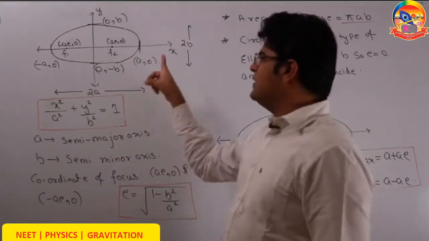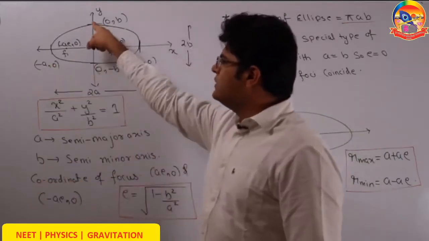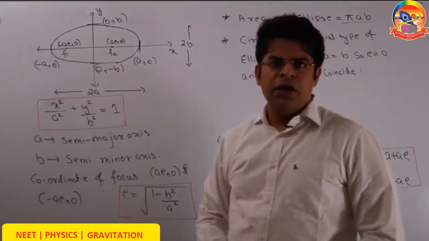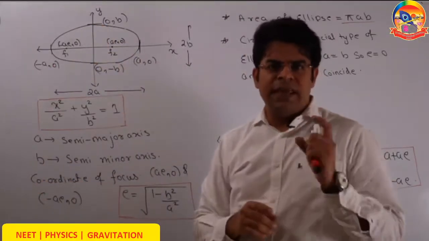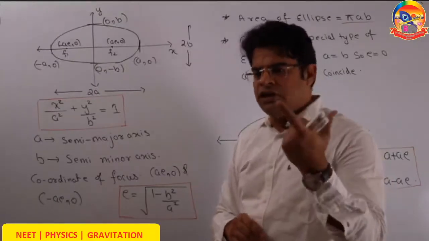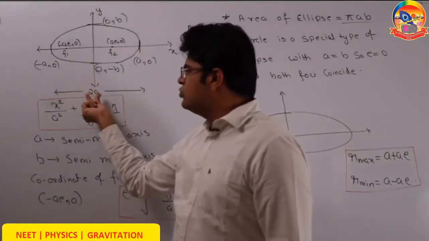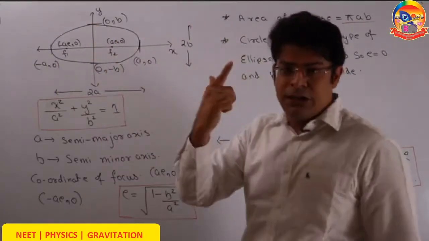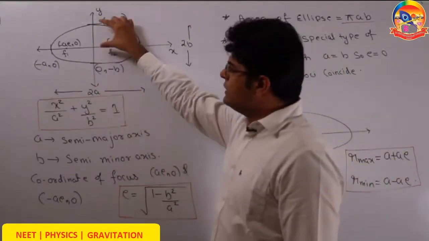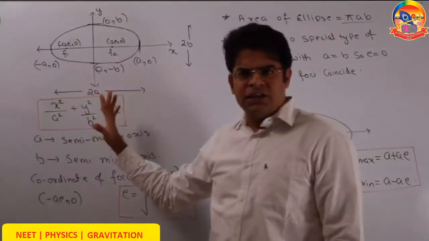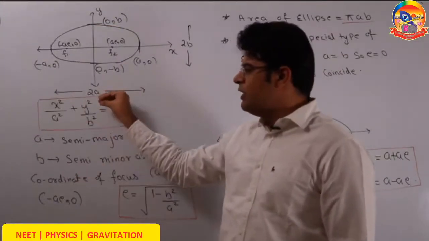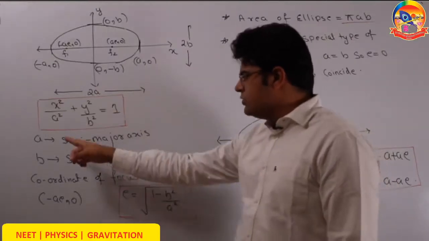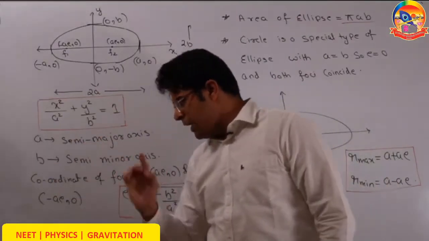The major axis is the largest diameter, the minor axis is the smallest diameter. As the name itself tells, semi-major axis means half of the major axis. The whole major axis has a length 2a. The whole minor axis has a length of 2b. Semi-major axis, half of the major axis, is a; semi-minor axis is b. This is the easiest equation of an ellipse: x square by a square plus y square by b square equals 1. a is the semi-major axis, b is the semi-minor axis.